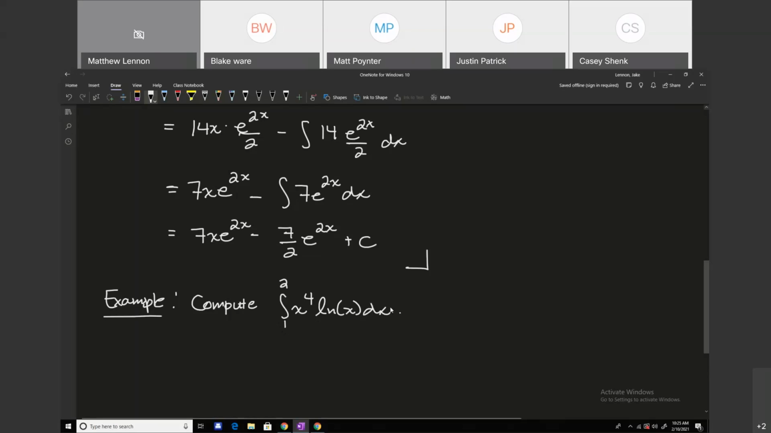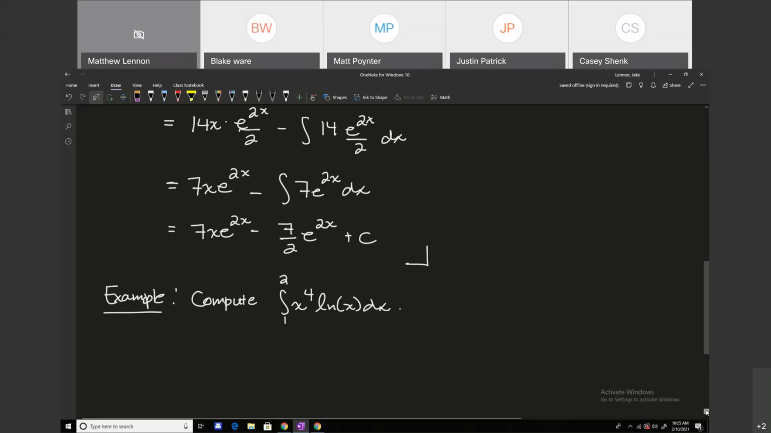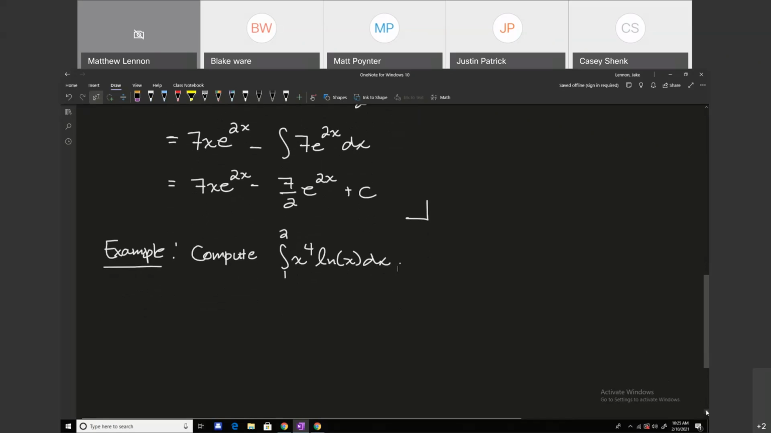We haven't actually learned how to integrate the natural log of x. So that's one reason why we want to pick u to be the natural log of x. We do know its derivative, 1 over x, but we don't know its antiderivative yet. So that will mean dv will be x to the 4th. So we pick u to be the natural log of x. We pick dv to be x to the 4th.